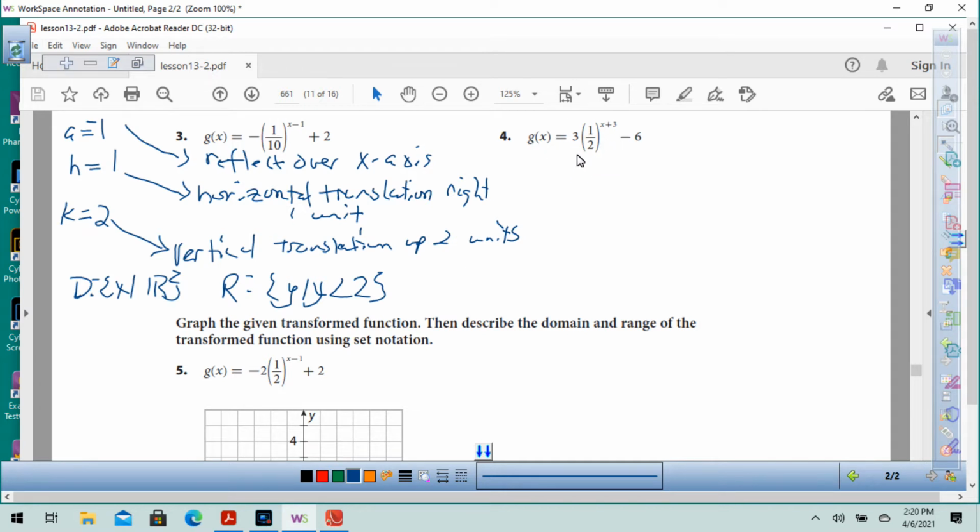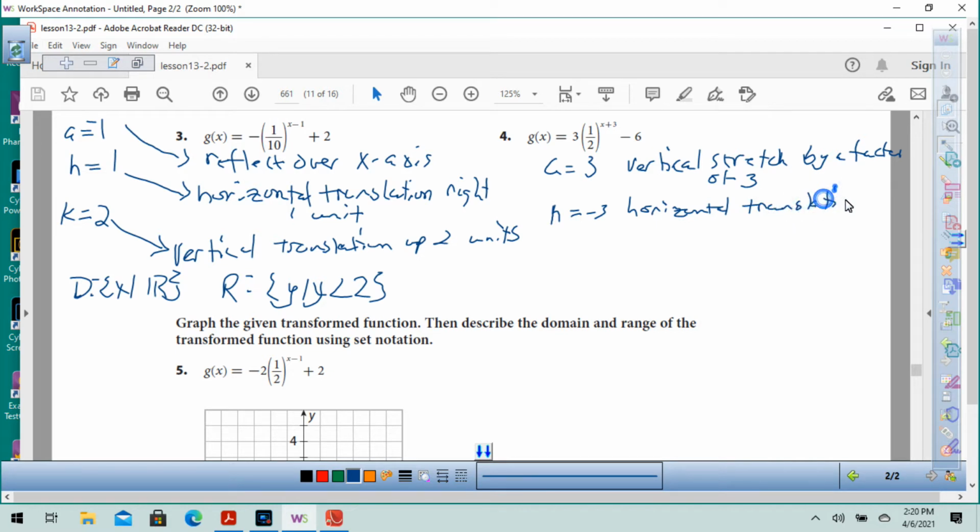All right, well, let's take a look at number 4. A is 3, and that's going to be a vertical stretch by a factor of 3. And let's see here. H is negative 3. That's going to be a horizontal translation left 3 units.